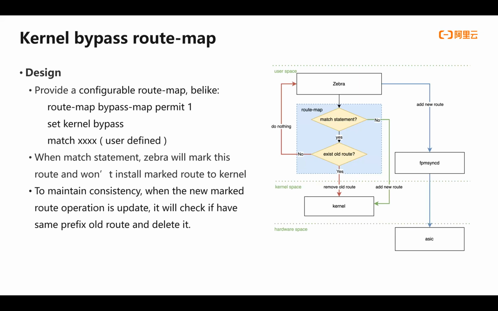And to maintain consistency, when the marked routes are updated, it will check if there is an old route with the same prefix and delete it. This is for a scenario where the route map is configured after Zebra initiates, and the route was installed in the kernel before, so I have to delete it.